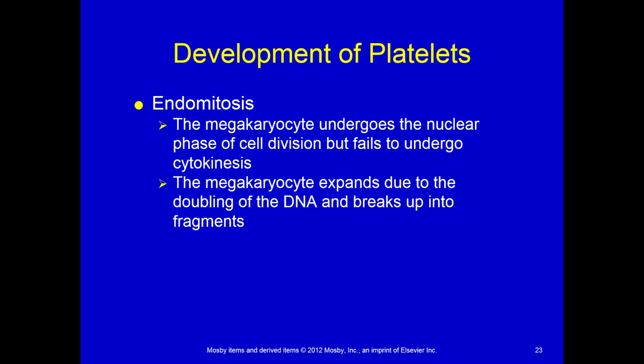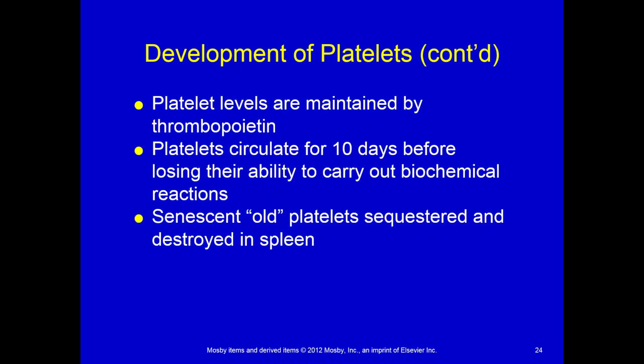So platelet levels are maintained, imagine that, by another hormone, this time called thrombopoietin. Hopefully that should make sense to you. Thrombus, clotting, right? Thrombopoietin. Platelets circulate, again, here we go, for 10 days before losing their ability to carry out some of their biochemical reactions. So also, very short lifespan, even shorter than the red blood cells that we talked about.